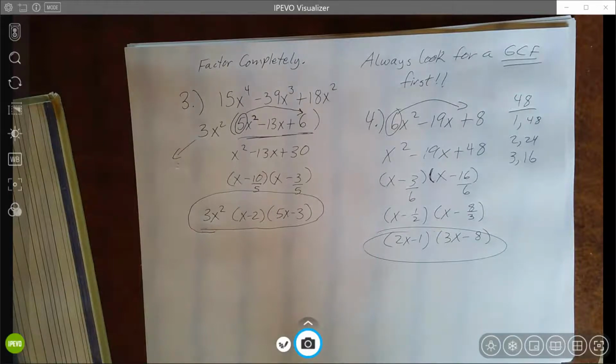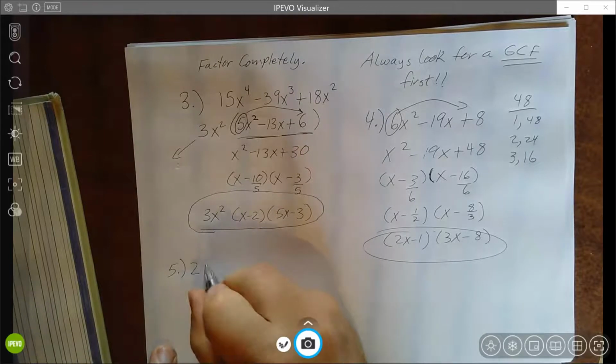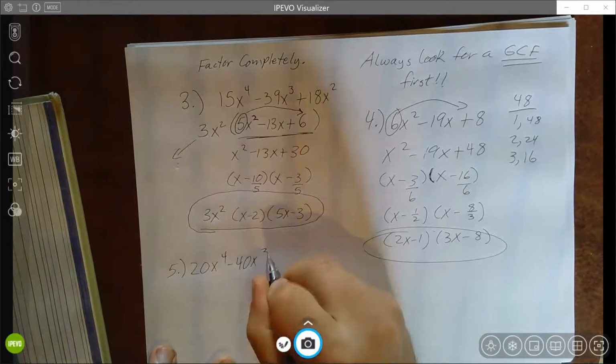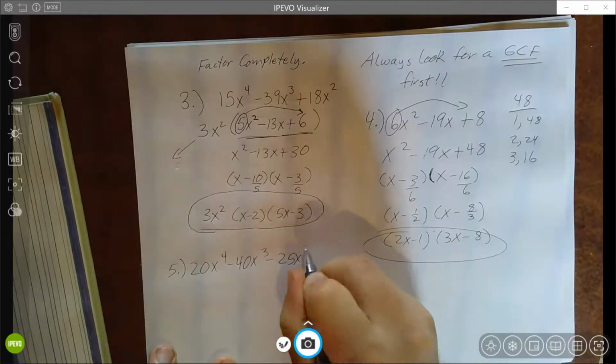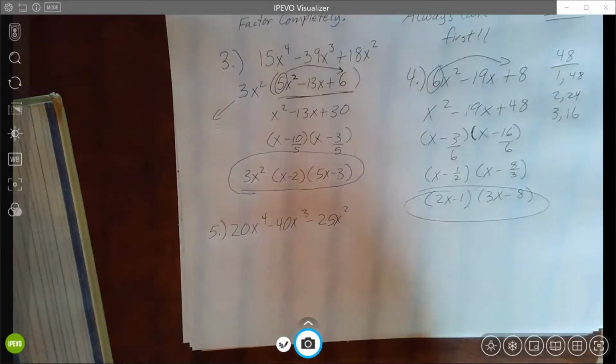Let me do another where we have to factor completely. Let's try this one: 20x to the 4th minus 40x cubed minus 25x squared. Go ahead and try this one on your own, and then we'll do it together.